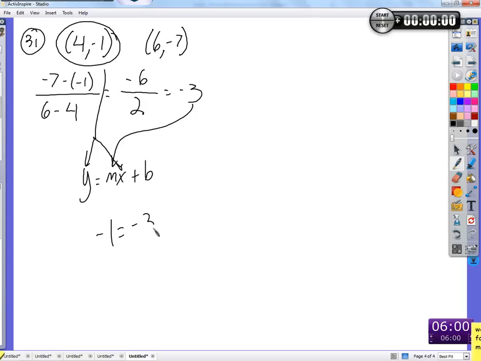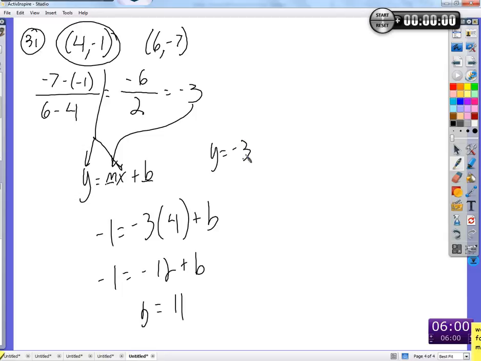Negative 1 equals negative 3 times 4 plus b. So that's what the equation of this line tells you. If you give it an x, it should tell you the y. And we know an x and a y, and we can plug those in. So negative 1 equals negative 12 plus b. So b equals 11, if we add 12 to both sides. So to finish this out, we only need the slope and the y-intercept, which we have both now, and y equals negative 3x plus 11.